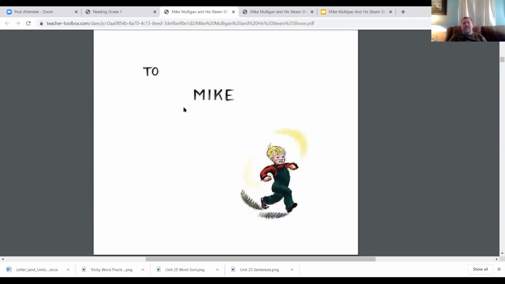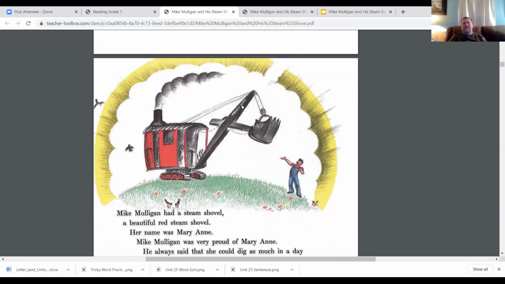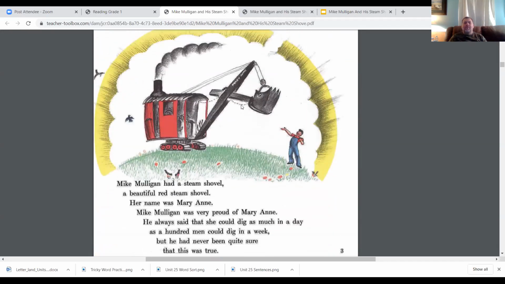Mike Mulligan had a steam shovel, a beautiful red steam shovel. Her name was Mary Ann. Mike Mulligan was very proud of Mary Ann. He also said that she could dig as much in a day as 100 men could dig in a week, but he had never been quite sure that this was true.